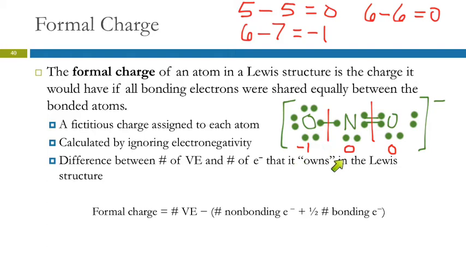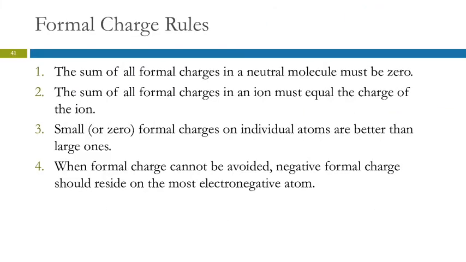So -1, 0, and 0 adds up to -1. If you have a neutral molecule, all the formal charges will add up to 0. So let's look at those rules. The sum of all formal charges in a neutral molecule must be 0. The sum of the formal charges in an ion equals the charge on the ion.